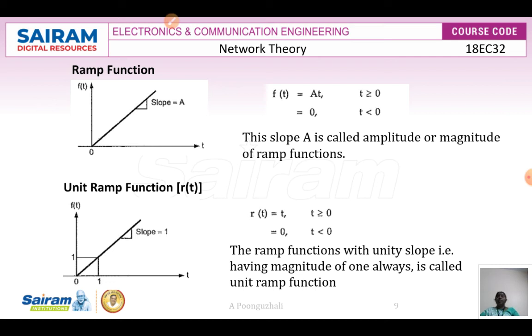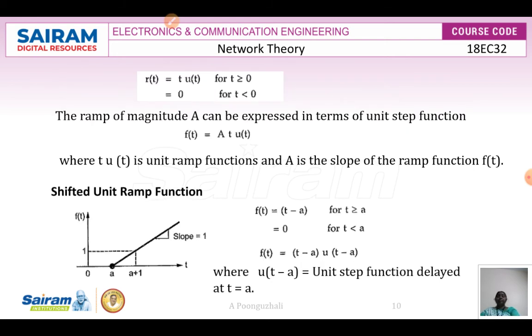Next is the unit ramp function. Unit ramp function means both the width as well as the breadth are just 1. So we write r of t is equal to t for t greater than or equal to 0, and it is 0 for t less than 0. The ramp function with unity slope has a magnitude of 1 always, so it is called the unit ramp function.